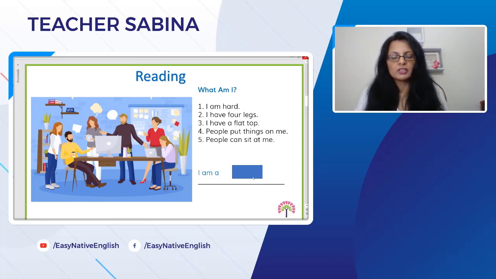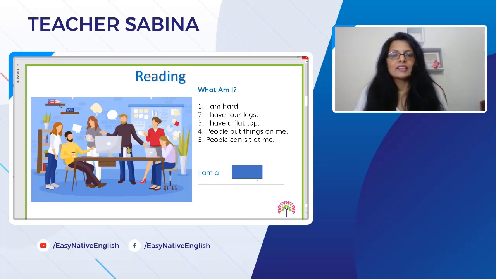The second piece of information we have is I have 4 legs. Okay, not everything is hard and has 4 legs. Number 3 says I have a flat top. Okay, so we can assume from that by top, it probably means a surface or the top of something. And number 4, people put things on me. Okay, and then number 5, which should make it a little bit clearer, is people can sit at me.